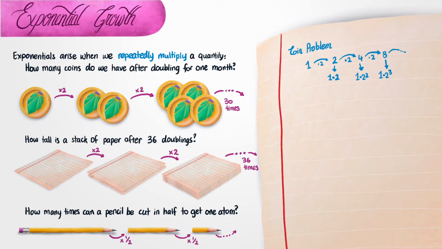And once we've seen this, the pattern along this bottom row over here is really easy to see. We just keep raising the power by 1. So if we want to double the number of coins you have 30 times, then after 30 doublings, you'll end up with 1 times 2 to the power of 30 coins. And then the only question left to answer is, what does 1 times 2 to the power of 30 actually equal? Well, that's a question best left to a calculator, so let's actually type this into a calculator.